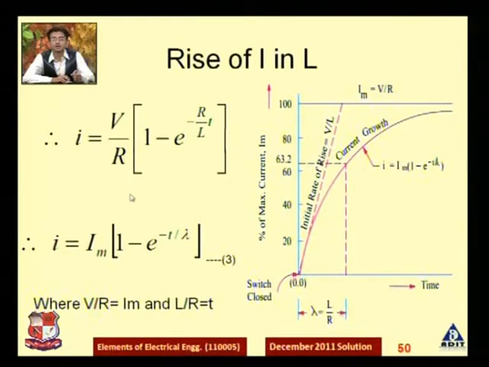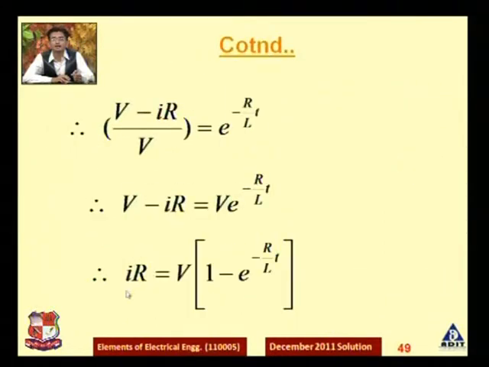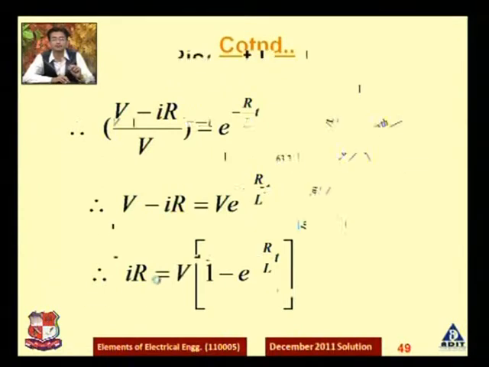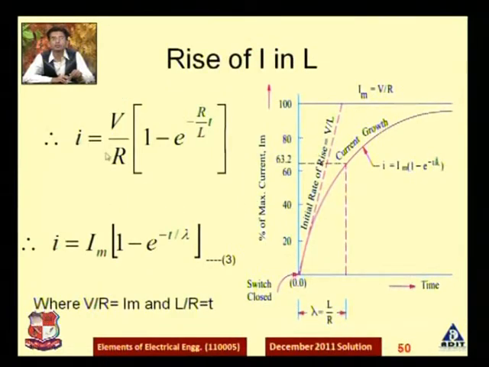Now in this last form, I am getting the equation in the form of IR, but I am interested to find out the current of an inductor at a particular time. So I will write I is equal to V by R in bracket 1 minus e raised to minus R by L into T.